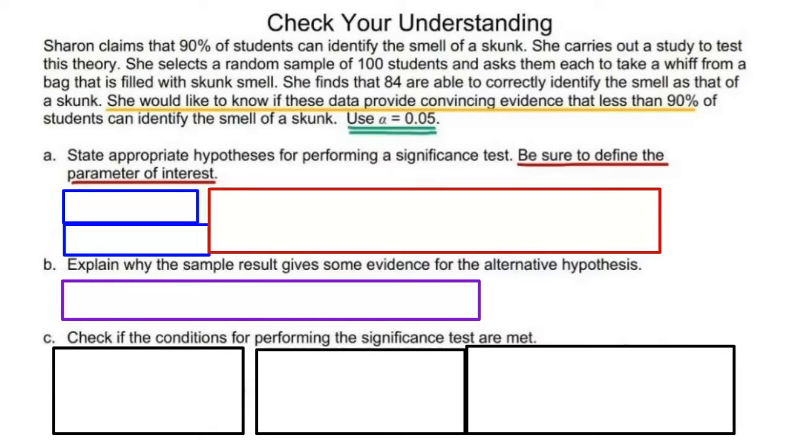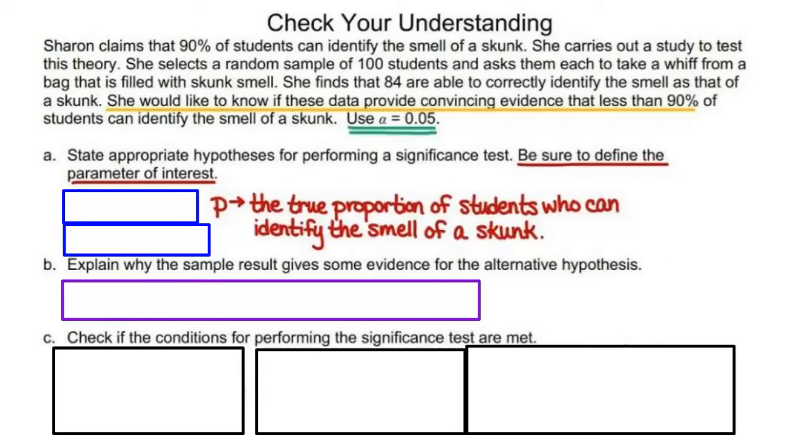Okay, so what is the parameter? Absolutely. I forgot the "at Sharon School," but yes, you should have "at Sharon School" there. The true proportion of students at Sharon School who can identify the smell of a skunk.